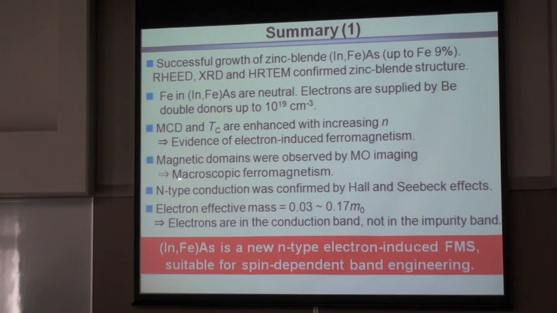And we have measured magneto-optical imaging technique, and we observed magnetic domain structure. And N-type conduction was confirmed both by the Hall measurements and the Seebeck measurements. And effective mass of electron is 0.03 to 0.17 M0. That means the electrons are in the conduction band, not in the impurity band. So we think that this is a new N-type electron-induced ferromagnetic semiconductor, which is suitable for spin-dependent band engineering.